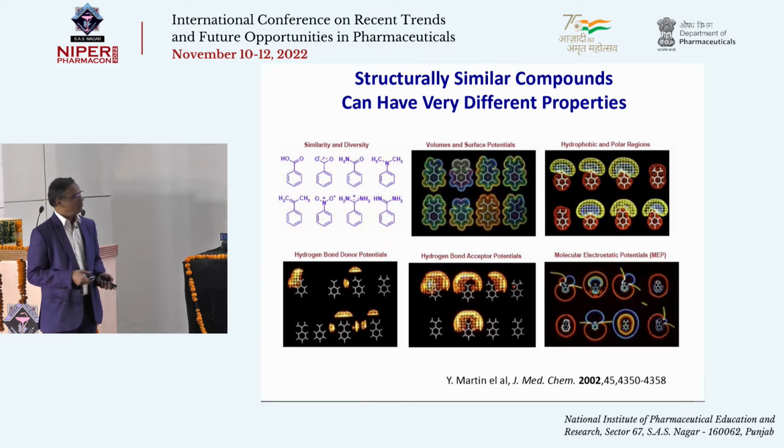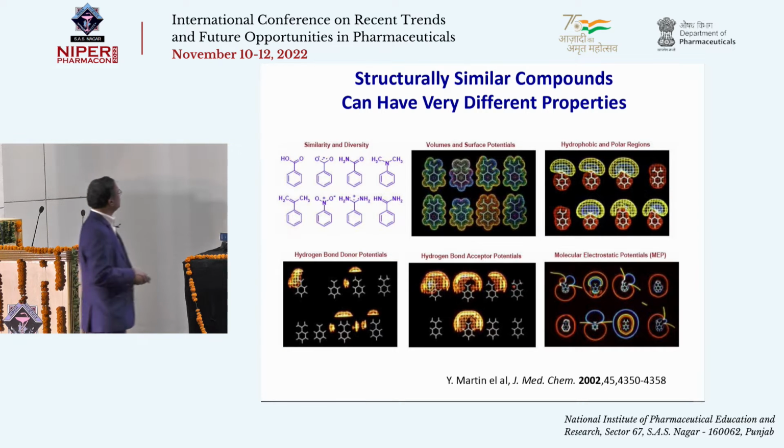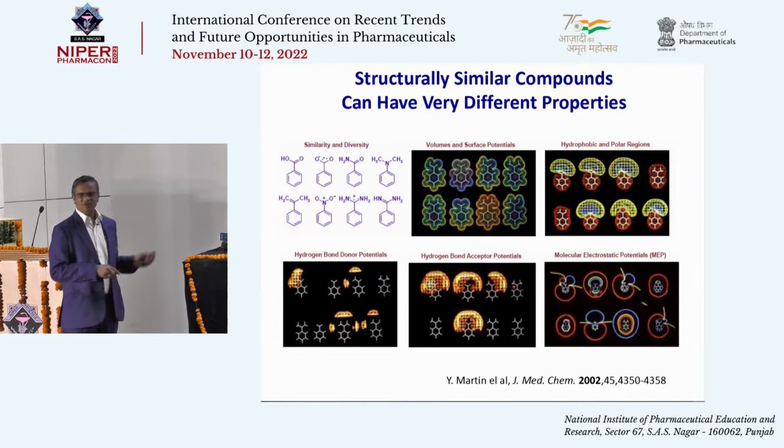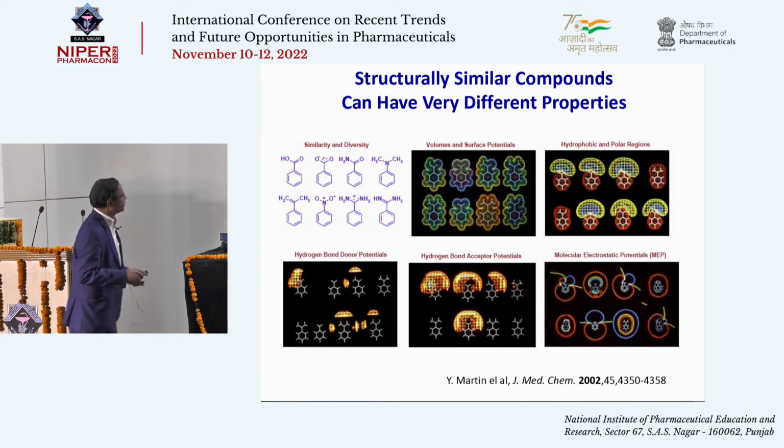Is that true? I like this paper, which appeared two decades ago, where you have eight similar molecules and we are looking at some different properties, like volumes and surface potentials. They have a particular pattern.